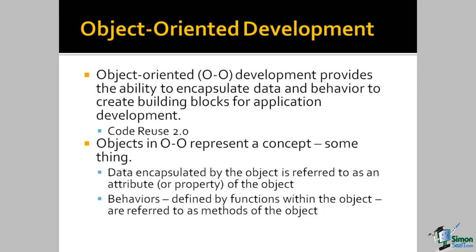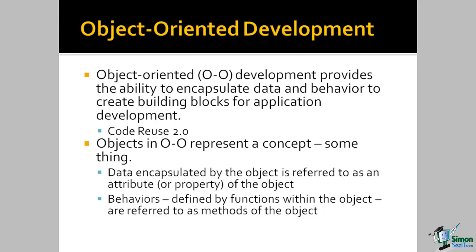In object-oriented development, an object represents a thing, a concept within our application. Those things have attributes or properties that define their being. We refer to that data that we enclose within this software construct as attributes or properties of the object. And we typically do not allow users of our objects to interact directly with the data. Instead, we define functions that allow certain behaviors of the object with which a user of the object can interact.